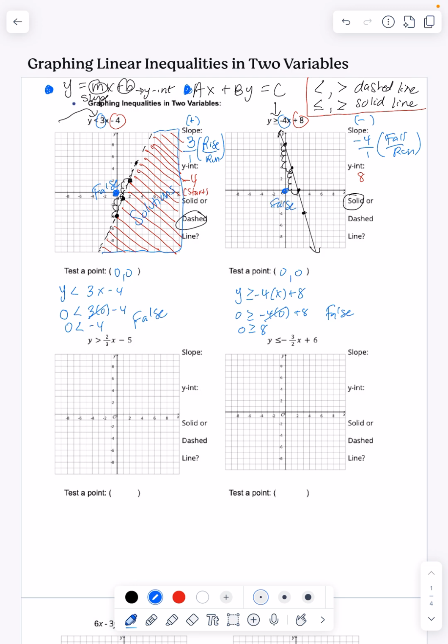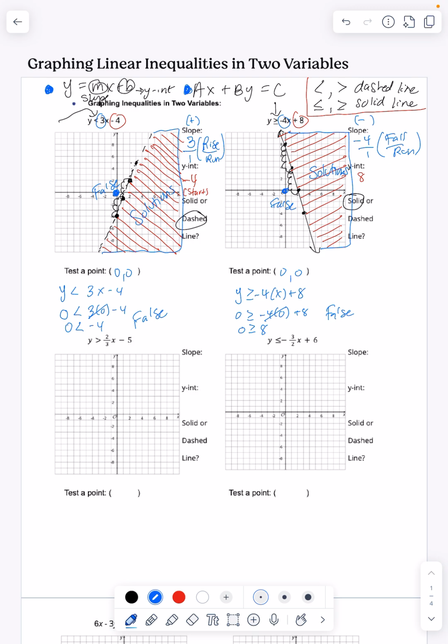So again, this is false. Therefore, the opposite side will be the solutions. So that means we'll be shading on this side. We're going to shade on the right-hand side of the line in this case. And that means that the side where we're shading in red, these are all possible solutions of this inequality. So that's how we do it when it comes to having them in slope-intercept form.